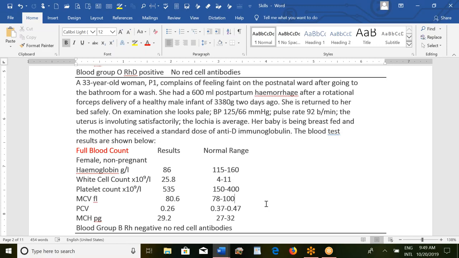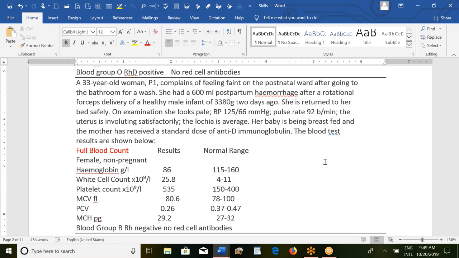So the possible causes are infection or dehydration, because they are telling you about a 600 ml postpartum hemorrhage, and she had a rotational forceps delivery. Rotational forceps deliveries are sometimes associated with significant trauma, and her uterus is involuting, and they told you there is no hematoma, nothing. But this report shows some infection and maybe hemoconcentration because the platelet count is very high. So we need to rehydrate the patient, start antibiotics, and she should be reviewed by the hematologist because 525 is very high.